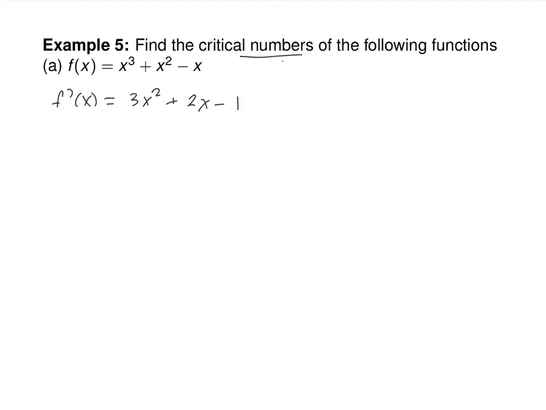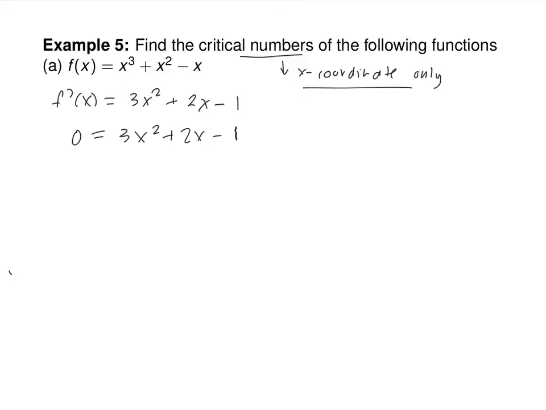And critical numbers refers to the x coordinate only. Okay, so set the derivative equal to 0. And if you hate factoring, you can always use the quadratic formula. I hate that too. Okay.